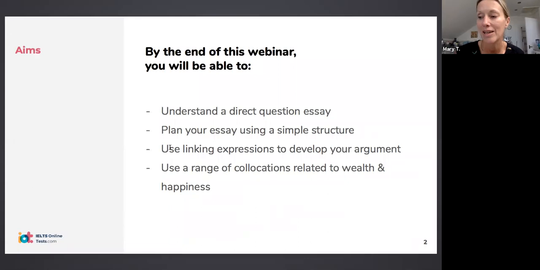We're also going to look at a range of collocations related to wealth and happiness. Can anyone tell me what a collocation is? Words together, yeah. So phrases that we use. We often see particular words together and they make a phrase. And we're going to be looking at types of phrases related to wealth and happiness that you can use in your essay.